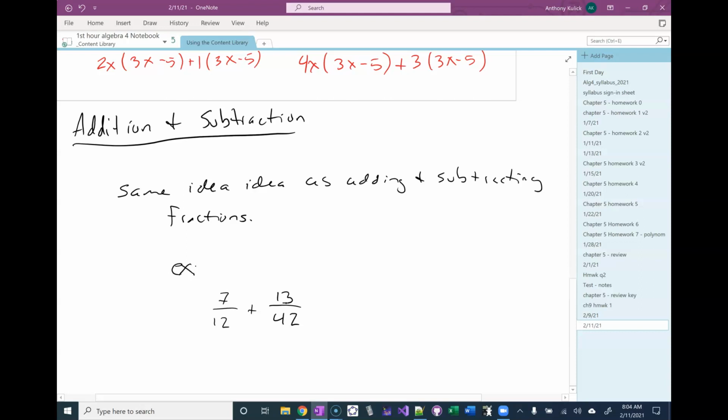Let's say that we have 7 over 12 plus 13 over 42. If I want to add two fractions together, what do I have to do? We multiply straight across, but we do not add or subtract straight across. We need to have a common denominator. So addition and subtraction are the piece where we require a common denominator.